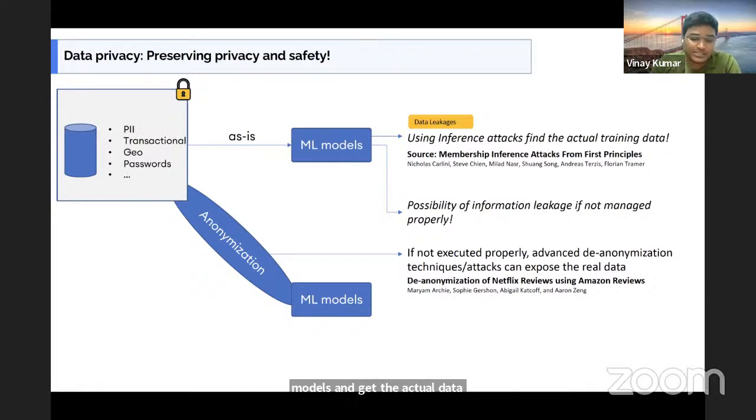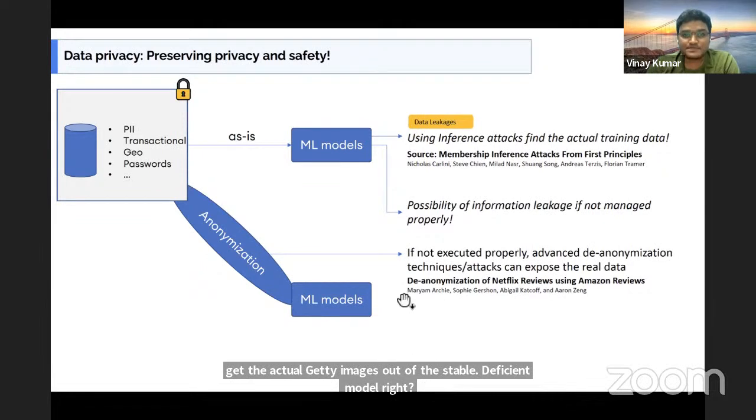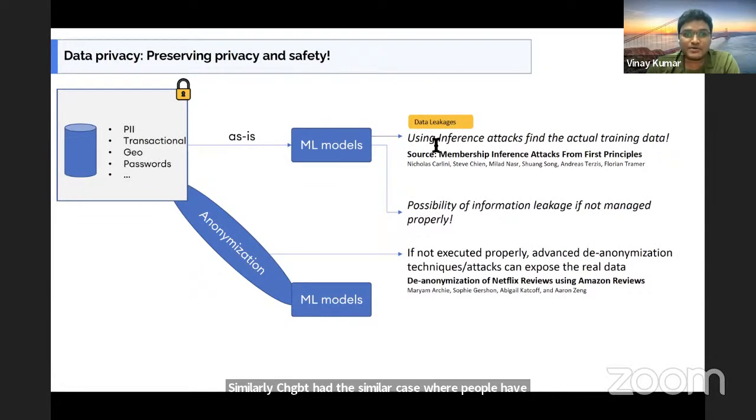You may have heard about Stable Diffusion, where they were using bookmarked images, Getty images, and people are able to write prompt attacks to get the actual Getty images out of the Stable Diffusion model, right? Similarly, ChatGPT had a similar case where people have used prompting attacks to figure out what kind of data has actually gone into building those LLMs. And there are other techniques as well.